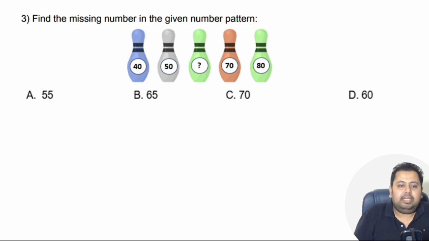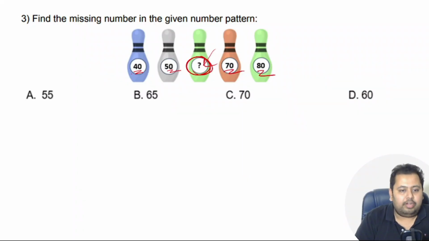Find the missing number in the given number pattern. So here you can see the number pattern been given over here. This number is 40, then you have 50. This is what you have to find out, 70 and 80, right? So you have to find out what this number is, right? So pause the video, solve it for yourself, and then go to the solution.